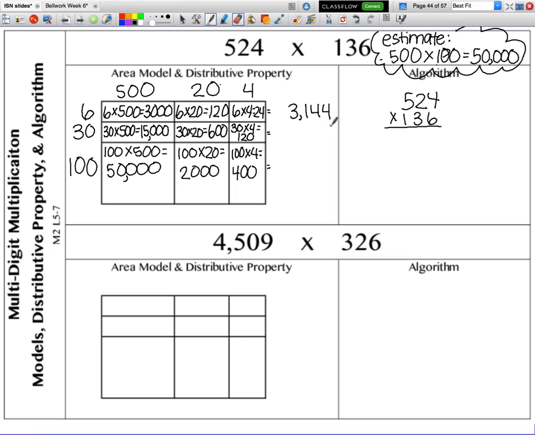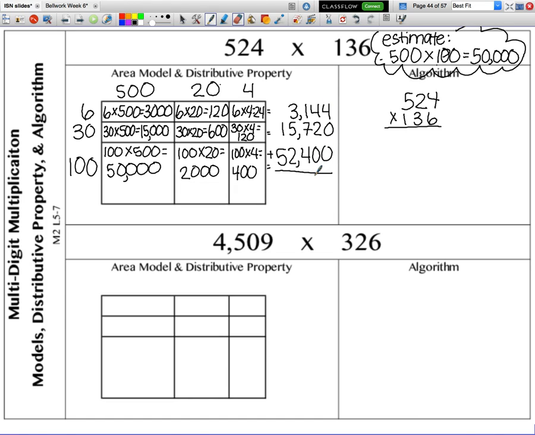Okay, so I know my first partial product up here is 3,144. And my second partial product here is 15,720. And I know my third partial product down here is 52,400. So now these are my three partial products because I'm multiplying 3 digits by 3 digits, which is why I have three partial products.